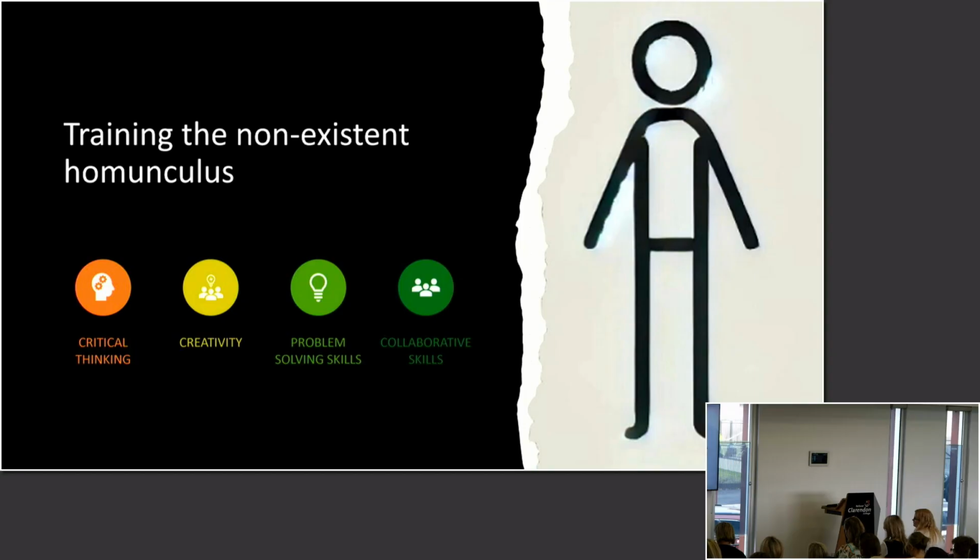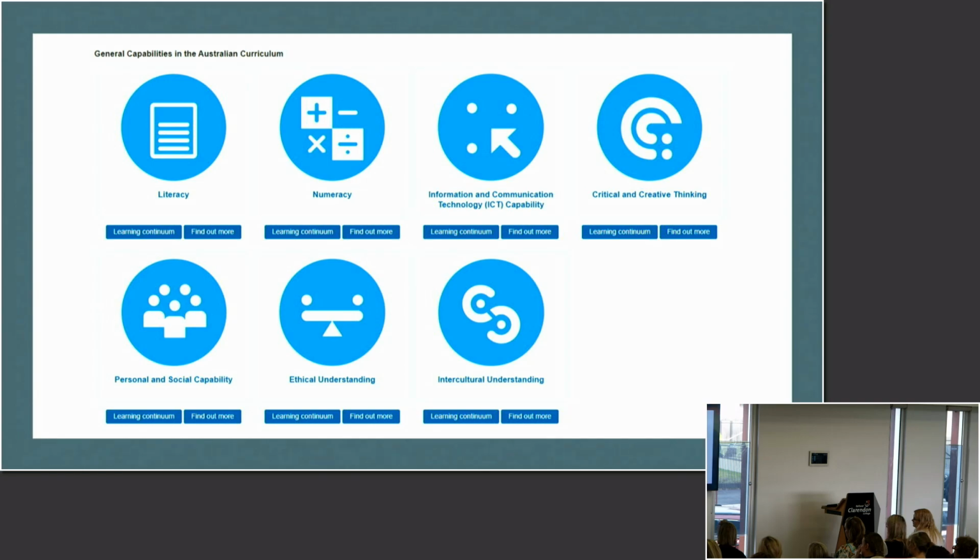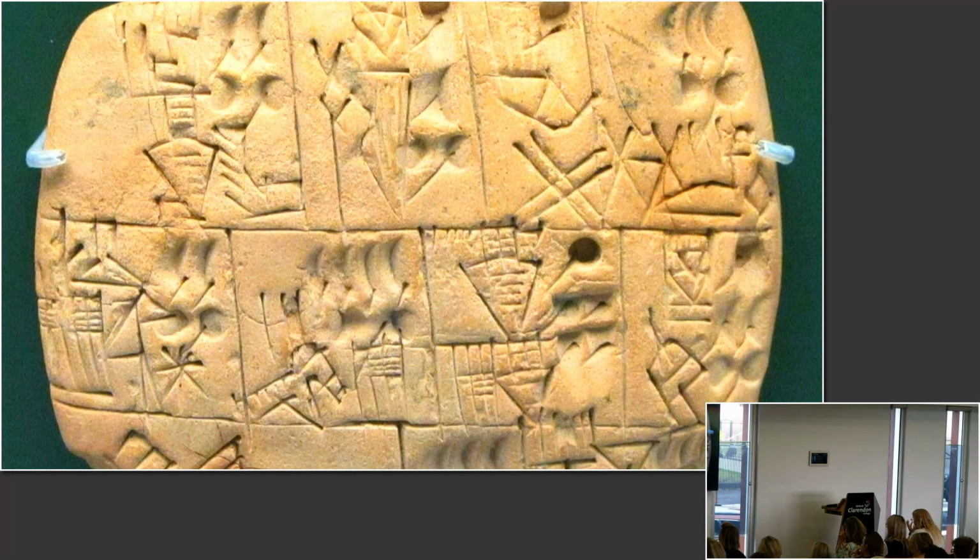And if you don't believe me that this is what we're trying to do, here is a section of the Australian curriculum. These are the general capabilities in the Australian curriculum. Literacy and numeracy, I don't know why you'd think they're general. They seem quite specific to literacy and numeracy. IT, critical and creative thinking. Personal and social capability. Now, I can think of things that it would be useful to teach kids that you could call personal social capability, but they're specific things that relate to specific circumstances. They're not a general capability. We're not training the homunculus here. So what are schools for?